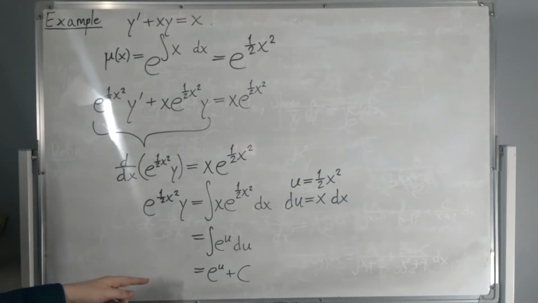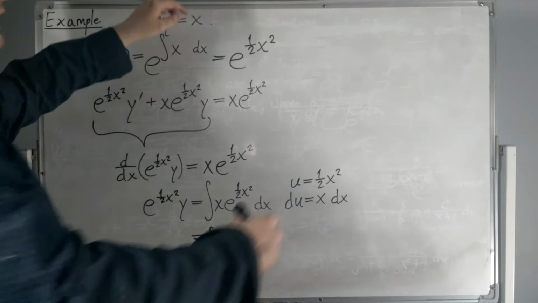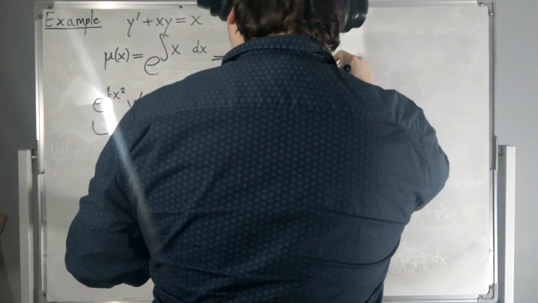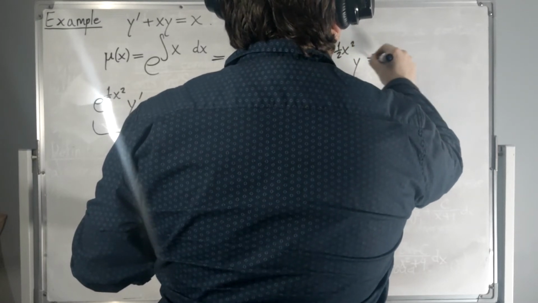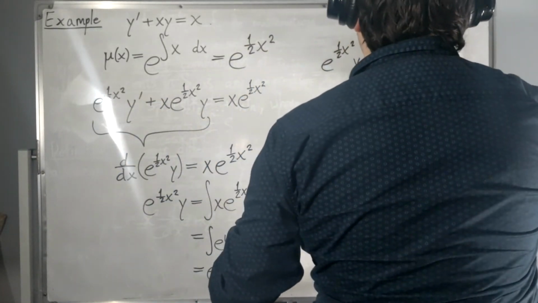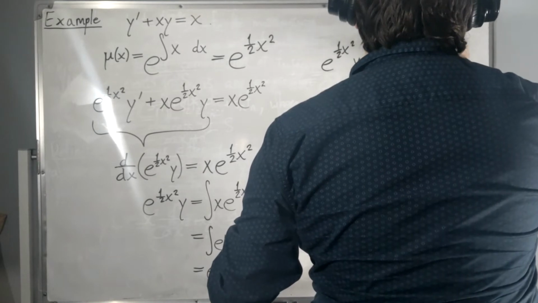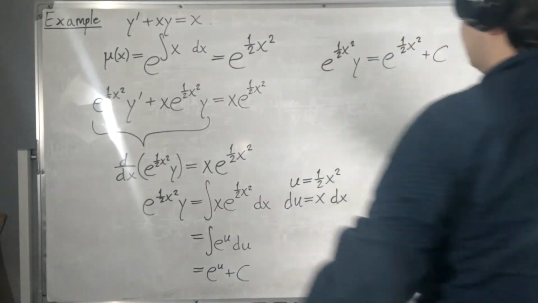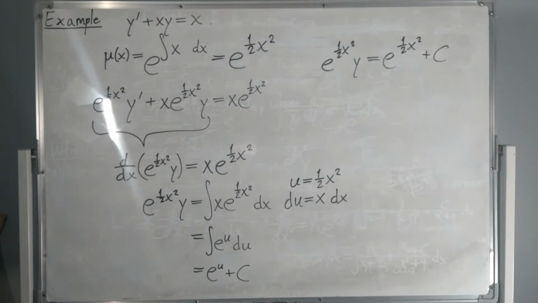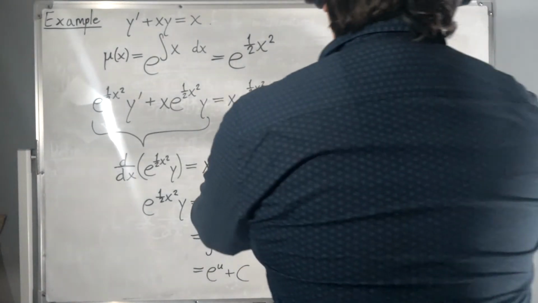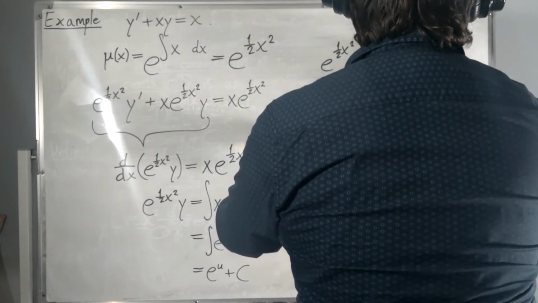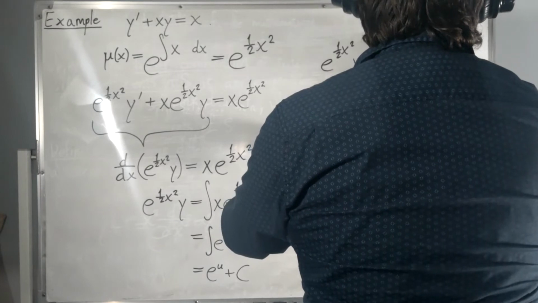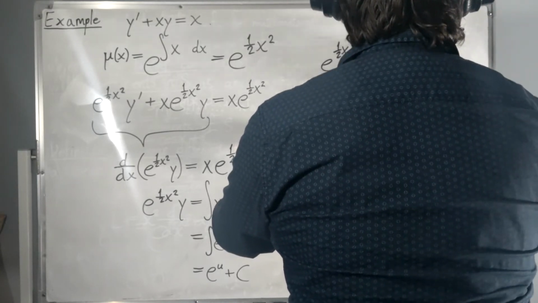And then u is just a name for 1/2 x squared, so what we get here is e to the 1/2 x squared y equals e to the 1/2 x squared plus c. Divide both sides by e to the 1/2 x squared, and what you get here is y equals 1 plus c e to the negative 1/2 x squared. And that's our general solution.